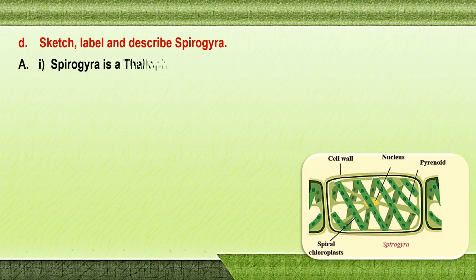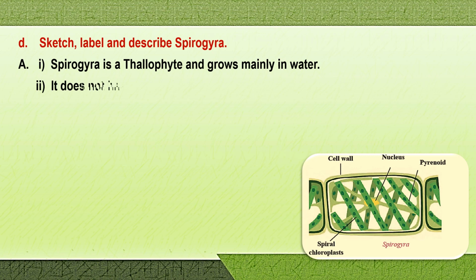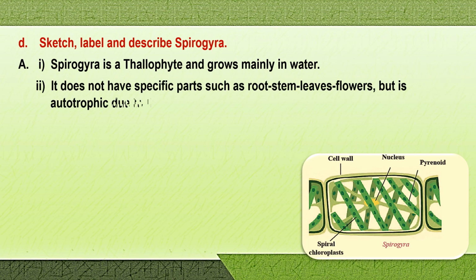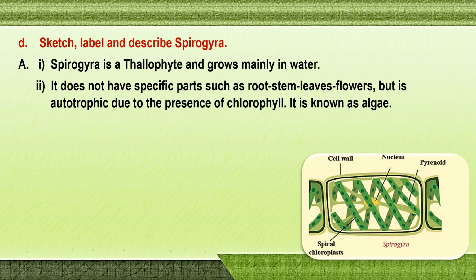Spirogyra is a thallophyte and grows mainly in water. It does not have specific parts such as root, stem, leaf, flowers, but is autotrophic due to the presence of chlorophyll. It is known as algae. Though it doesn't have root, stem, leaves and flowers, it is autotrophic, meaning it can make its own food because of the presence of a green substance called chlorophyll.